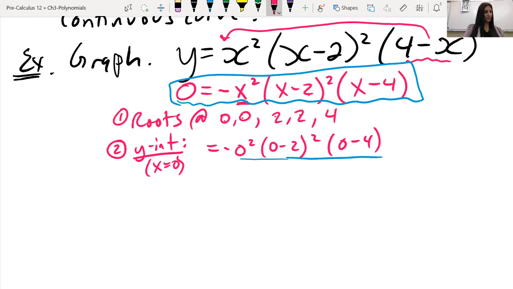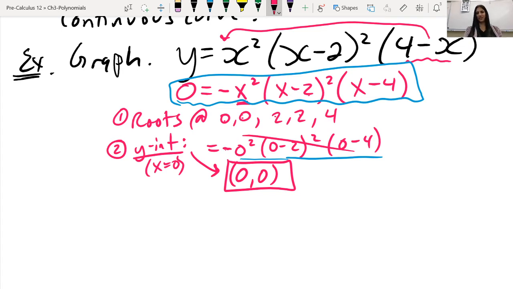And basically we're just doing that to figure out what we would get. And when we work our way through this, look what ends up happening. This is all being multiplied by 0. So the whole thing is just 0. So the y-intercept is going to be at the point 0, 0. Right? Because we had the x squared at the start. So if I plug in a 0 to there, it didn't even have to carry on. The whole thing's just going to be 0. So we have that. Step number 3.